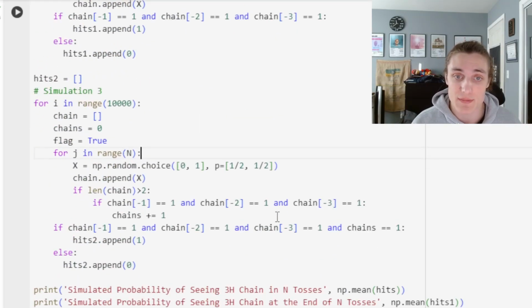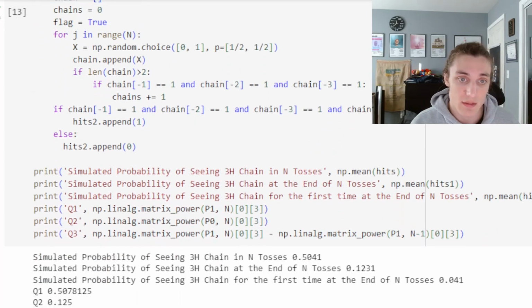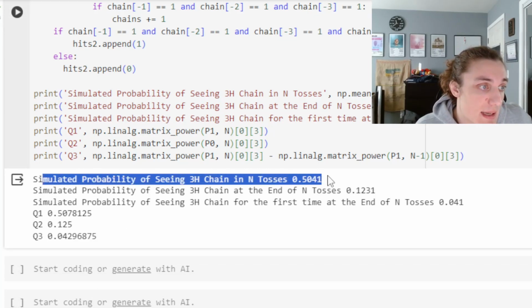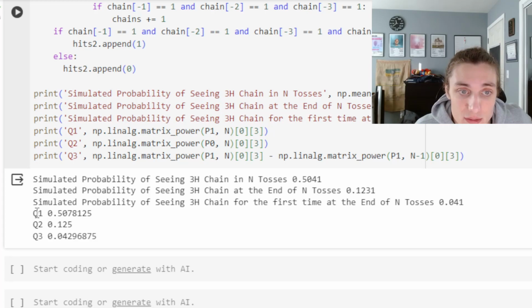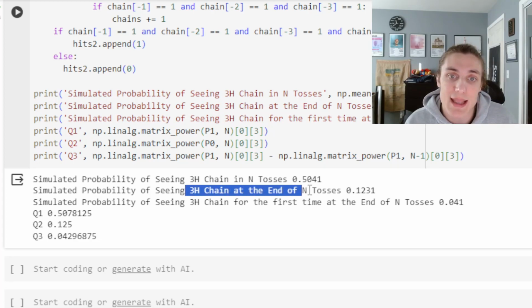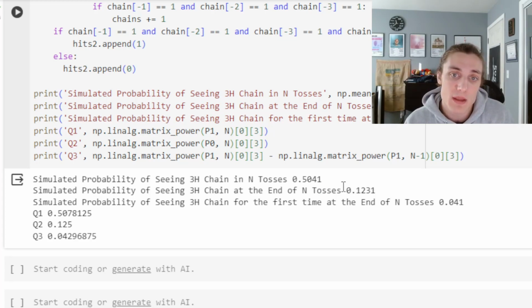And then what we see here is, if I keep scrolling down, I think I had to create some new cells so I could keep scrolling. There we go. Check it out, right? The simulated probability of seeing 3 heads in n tosses is 0.5. The analytical solution using the transition matrices is 0.507, so it's going to converge. This makes sense, right? Because this is the largest of the probabilities. The probability of seeing 3 heads at the end of the n tosses is less likely, and it is. It's roughly 12%, and the actual is 12.5%.